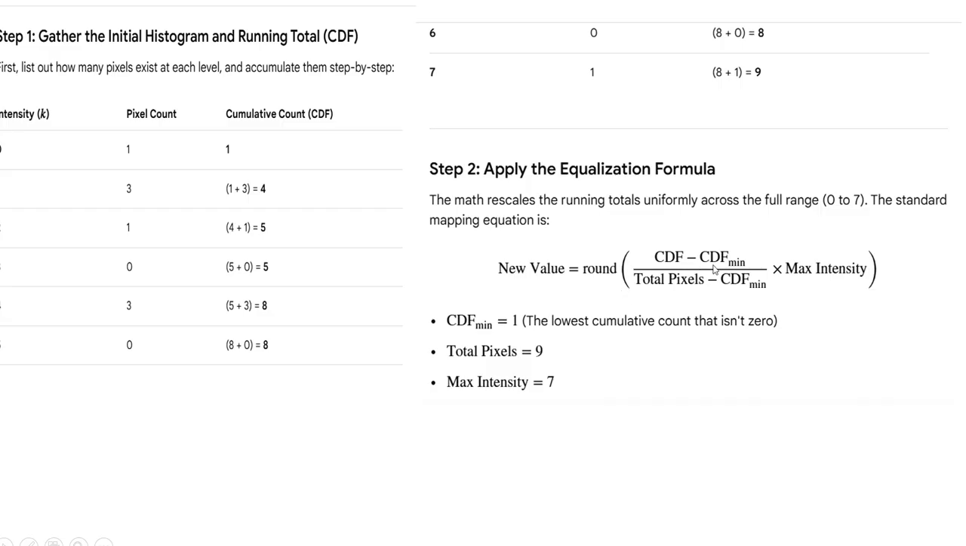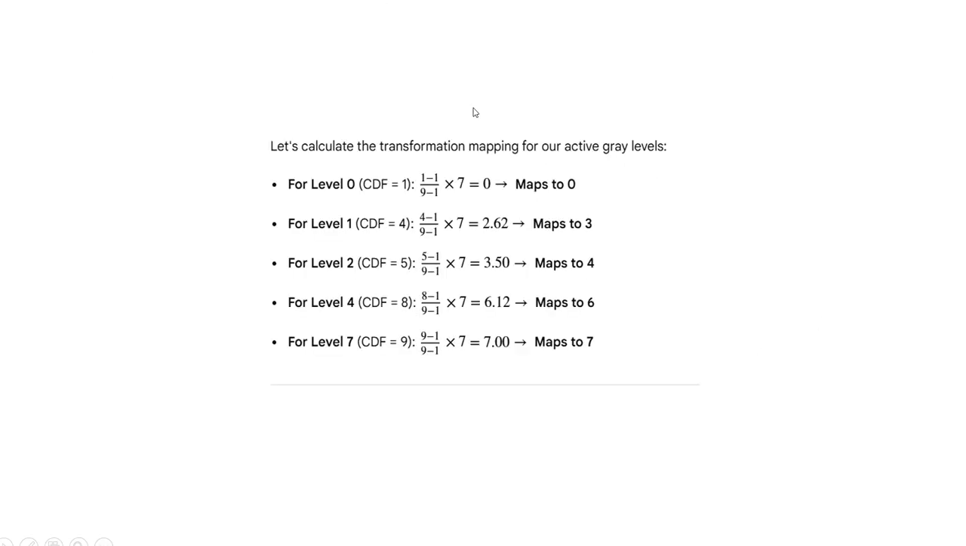CDF minus CDF min. Min here in this case is 1, divided by total pixels, 8 in this case, minus CDF min. Total pixels is this 9. 9 minus CDF min, 9 minus 1, so 8, and the maximum intensity level is 7.